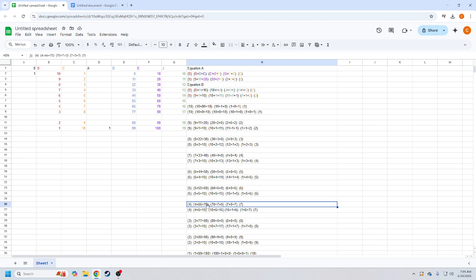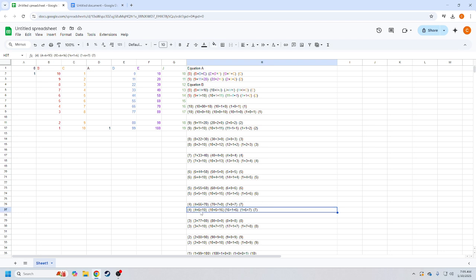Now we're going to do 4. 4 plus 66 equals 70. We intercept 70, and 70 becomes 7 plus 0. 7 plus 0 equals 7. So we started with 4. We got 7.